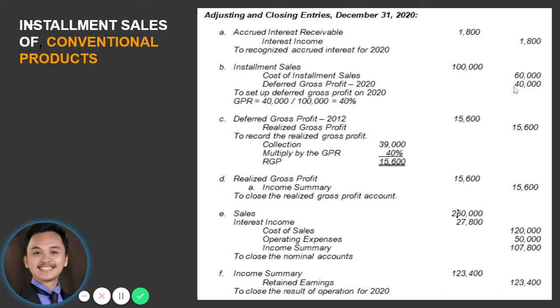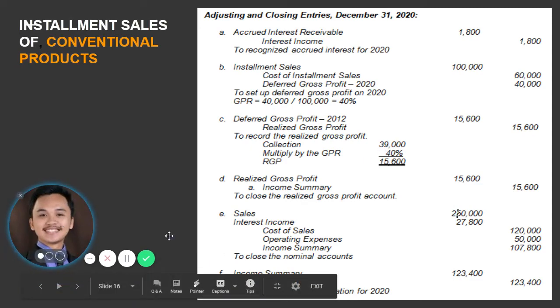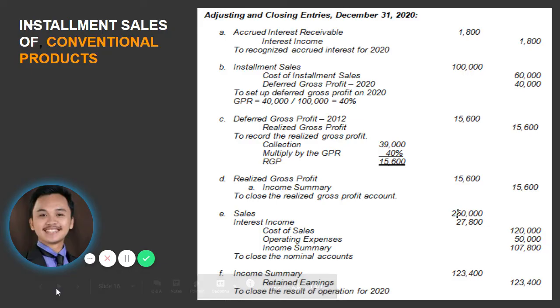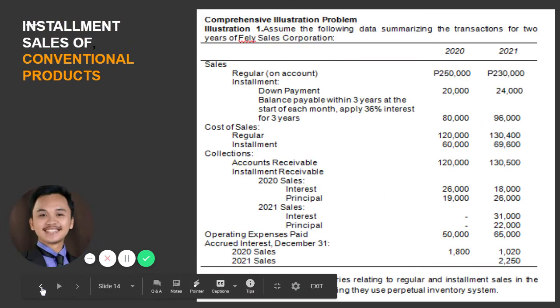Okay? So this 40,000, guys, will be reduced once we have cash collection. Your deferred gross profit decreases as long as we have cash collection. So again, we have our computation of GPR, which is 40%, which I have already talked about earlier. And then, to record the realized gross profit, take note, guys, we have a total collection of 39,000. So where is that 39,000 coming from? So that 39,000, let's go back to the given.